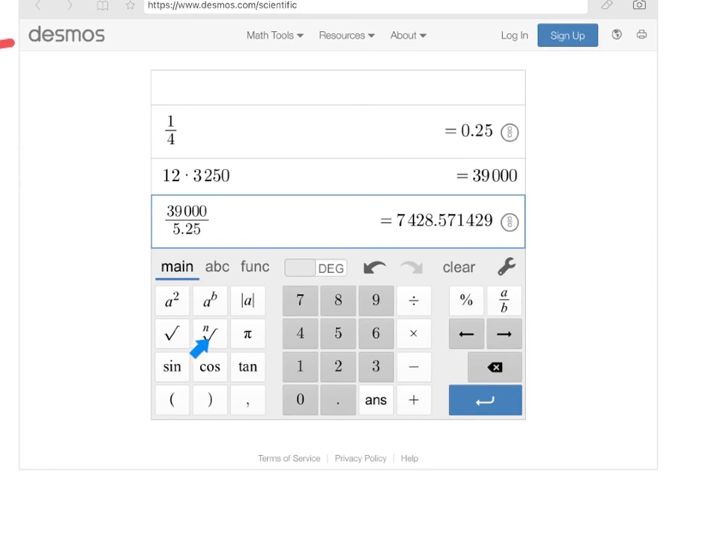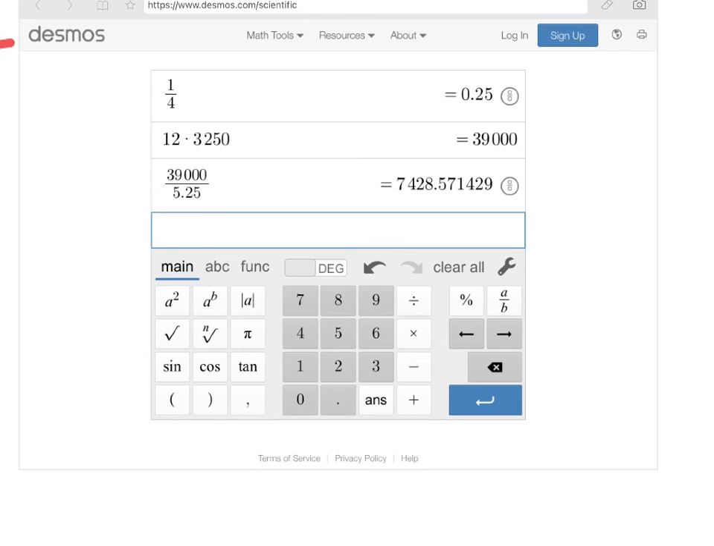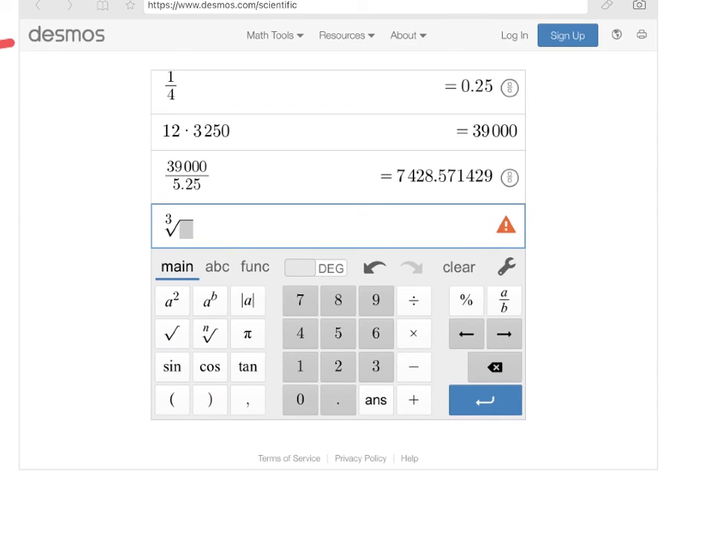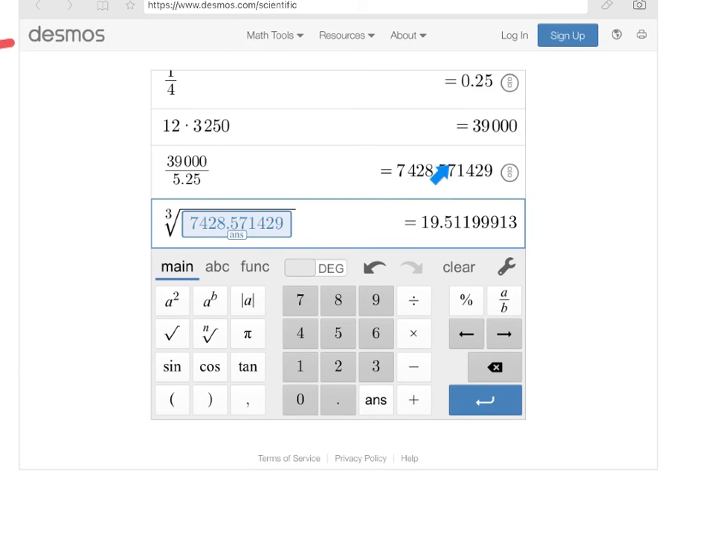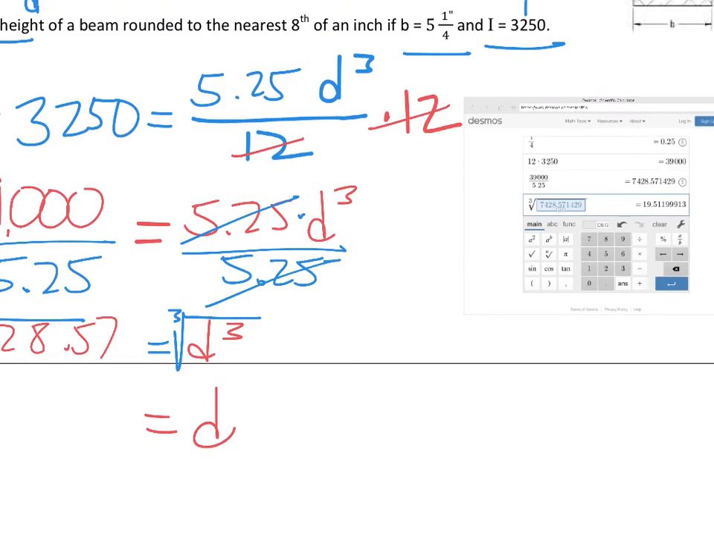In Desmos, or Desmos Scientific, there's an nth root. Most calculators will have this. Sometimes you'll have to hit a second key if you're using a handheld calculator. But we want an nth root. Sometimes it'll say x and a y, and you've got to use that. So we're going to go the nth root. This is the cube root of, and we don't want to type that number out. We want to use the answer. The answer key gives us the last answer and drops it in there. And that's what we want. So 19.511.